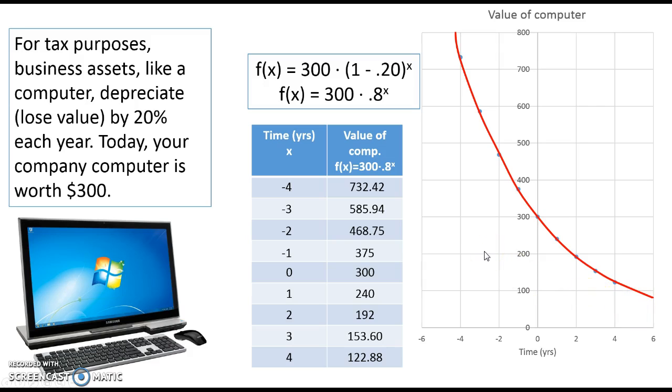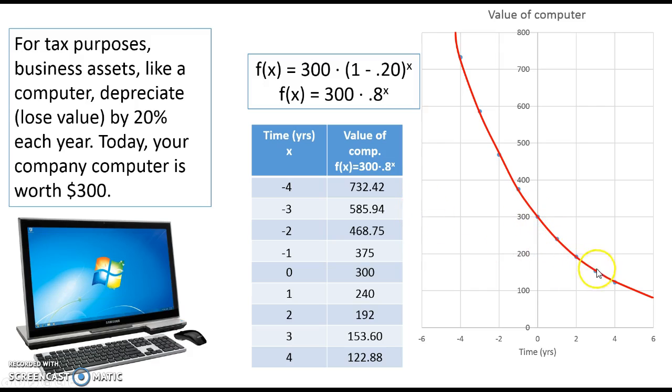So let's identify those key components again, the domain and range. Domain, again, it's going to be all real numbers. We could keep going back in time. Technically speaking, there was some point that we actually bought it, but if we're just looking at this function, we could go back in time as far as we wanted, and we can go forward in time as far as we wanted. So domain's still all real numbers.